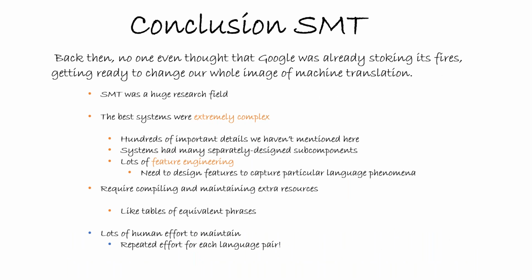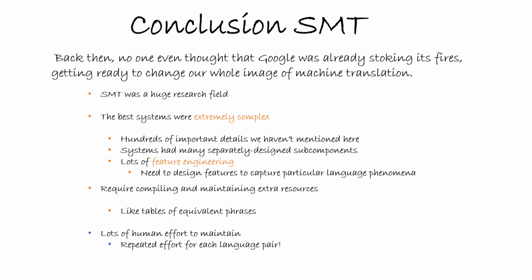With that, we'll move ahead to the conclusions with statistical machine translation. Back then, no one even thought that Google was already stoking its fires, getting ready to change our whole image of machine translation, isn't it? SMT was a huge research field at that time, and the best systems were extremely complex, with hundreds of important details we haven't mentioned here.